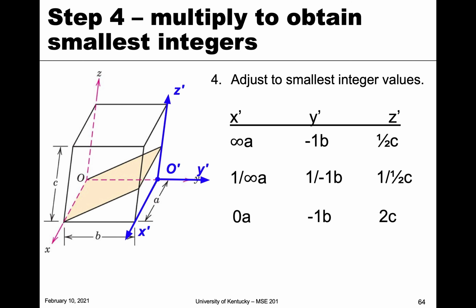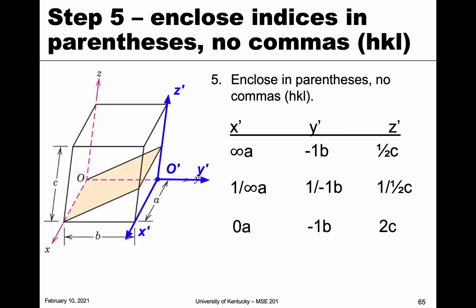And from here, we adjust if we need to, but here 0, -1, and 2, those are the smallest integers we could have without fractions, and so that's not necessary in this step. And then the last one is we take those indices now and we put them inside of the parentheses with no commas, and again, the same way that the negative worked with a bar over it for directions is how we do it here. So that's kind of the procedure you're going to use for determining the indices of planes in our system here.